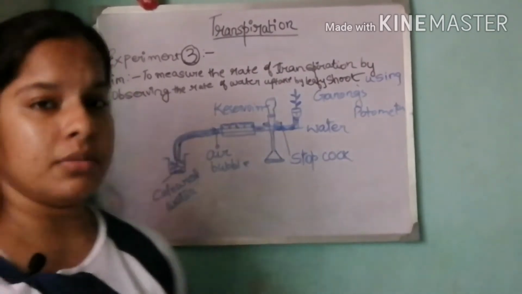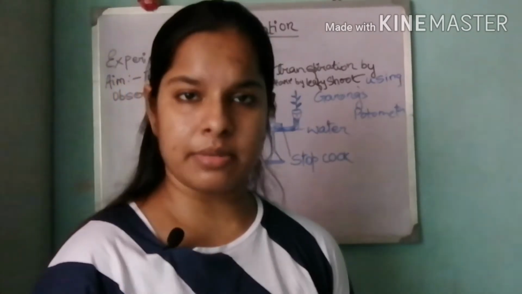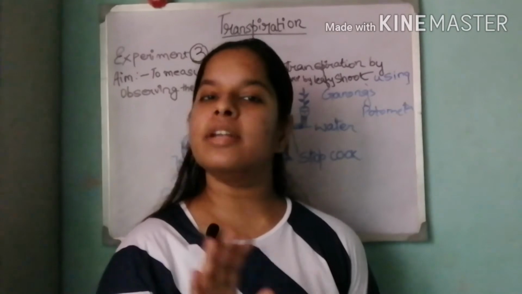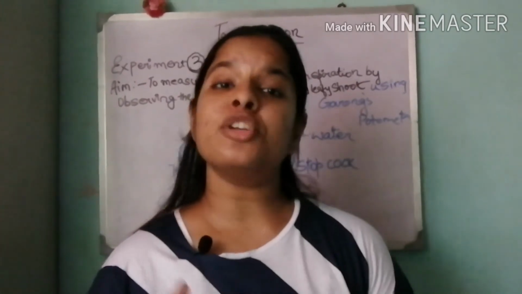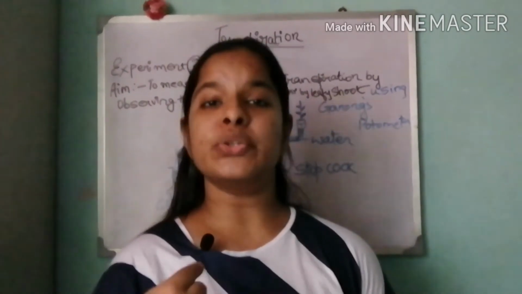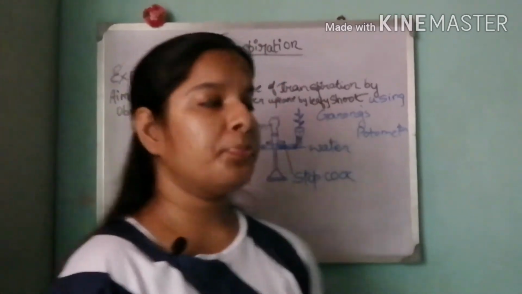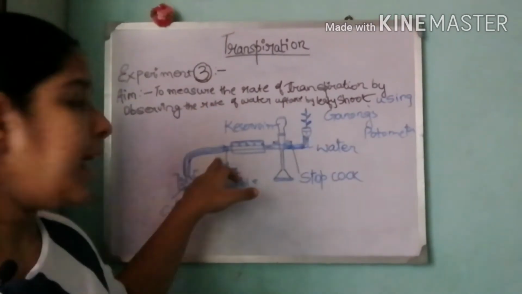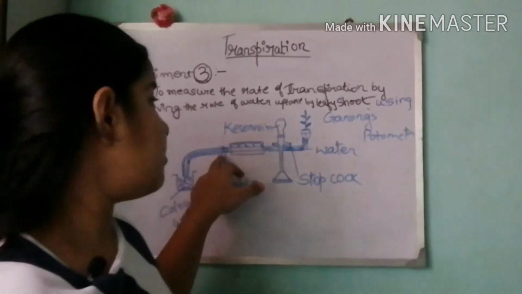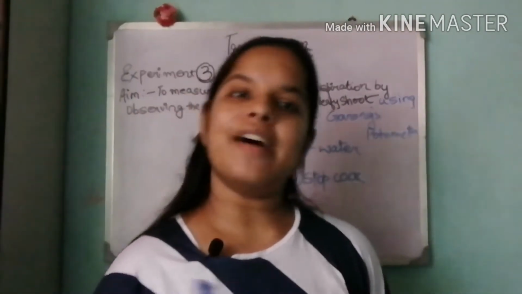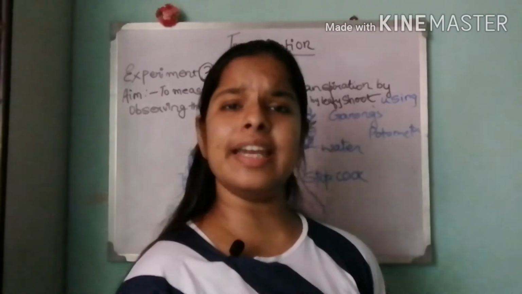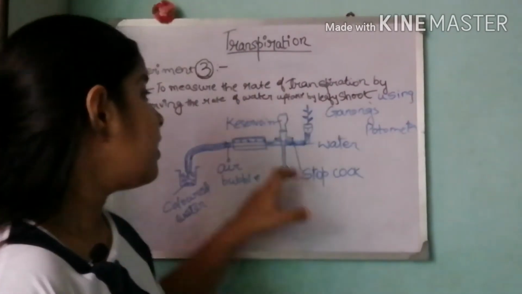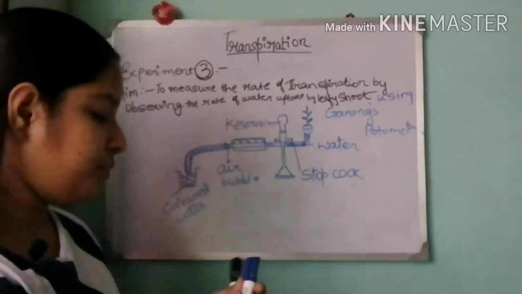Then we have an air bubble. Remember it very clearly: before starting the experiment, the air bubble is never present. We have to introduce this air bubble during the experiment. For explanation I have drawn it beforehand, but the air bubble is introduced during the experiment. A scale is given, which will indicate the volume lost by transpiration. Then we have a reservoir.